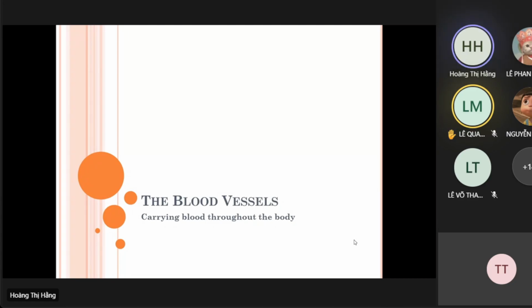How about walls of these vessels? Cái thành của nó thì sao? Khác nhau ở đâu? Tiếp đi Minh. Well, the artery has the thickest walls. The artery can have a thick wall so that they can pump the blood to the parts of the body easily, and the vein they have some valve.